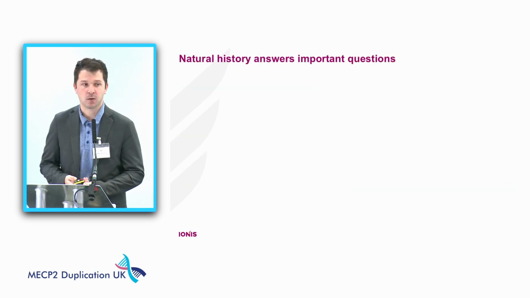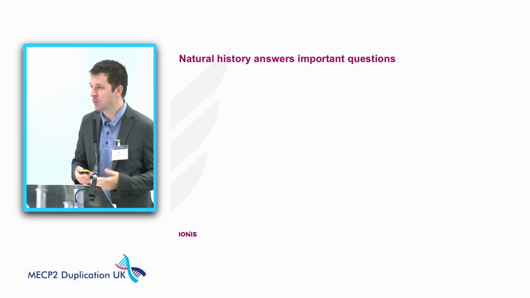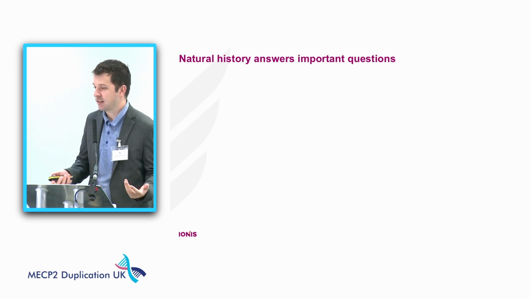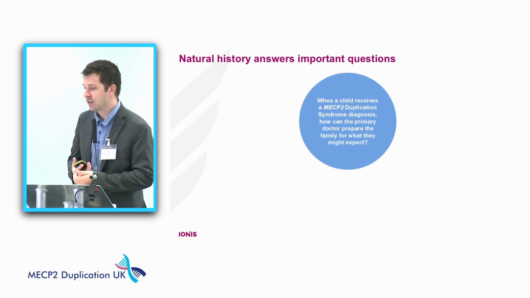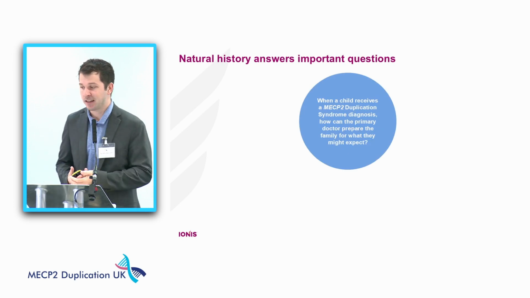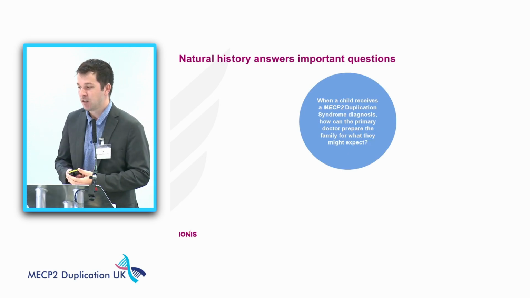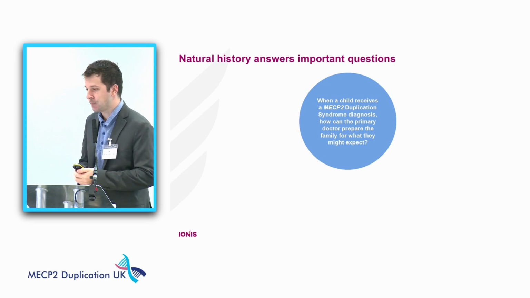So some of the important questions natural history helps us answer, which I hope to shed just a little bit of light on today. When a child receives a MECP2 duplication syndrome diagnosis, how can the primary doctor prepare the family for what they might expect?